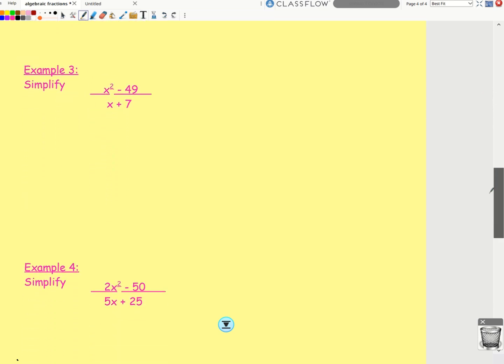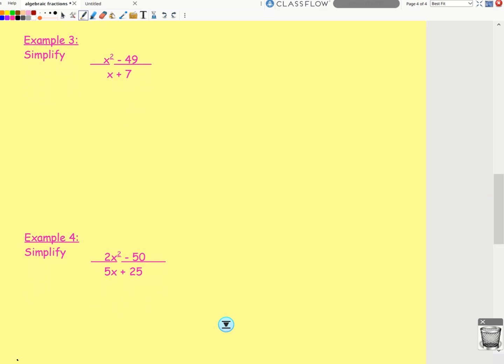Okay. Example number 3, we're going to factorise that top line here, and we're going to have a look to see if I can factorise the bottom line, but let's just jump straight into the top line. Okay, there's a difference of 2 squares. That should be joined up, it's just the way that this is formatted, it's gone a little bit funny. So x squared minus 49, that's a difference of 2 squares. So when I factorise that, that gives me an x plus 7 and an x minus 7. So that's my top line there.